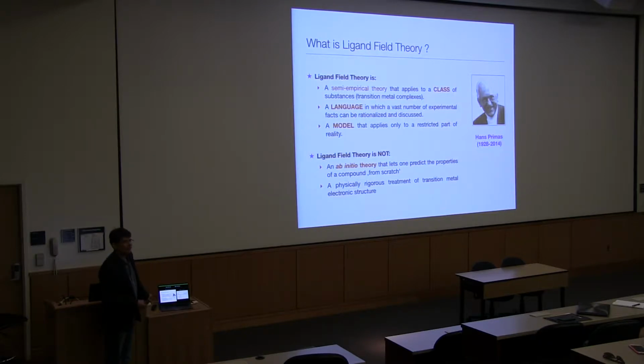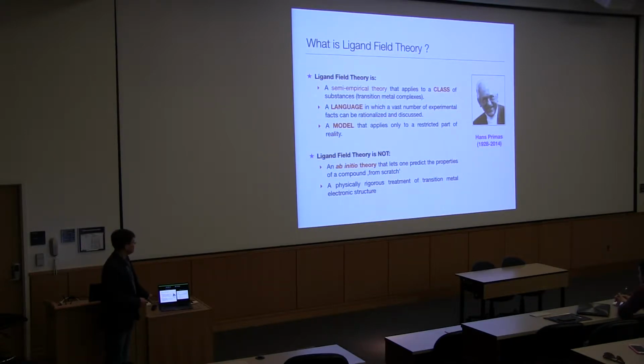As such, a model is always wrong. It wants to be wrong, but it wants to be wrong in the right way. And that is a really important thing to understand: we're focusing our attention on a small part of the world that we observe here, and we create something that lets us talk about an entire class of systems. So as such, ligand field theory is not an ab initio theory that lets you predict the properties of a compound from scratch. That is what quantum chemistry gives you, but this is not what ligand field theory gives you.